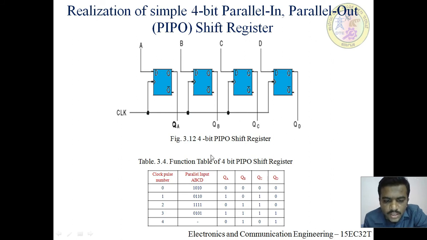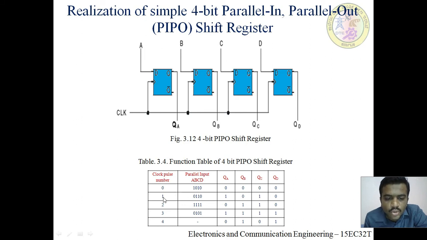To understand the operation of this 4-bit parallel in parallel out shift register, consider table 3.4, which shows the function table of 4-bit parallel in parallel out shift register. Initially, assume that all the flip-flops are cleared so that the outputs QA, QB, QC and QD are all set to binary 0. Before the application of the first clock pulse, assume that we have applied a binary value 1010 on the data input lines A, B, C and D respectively.